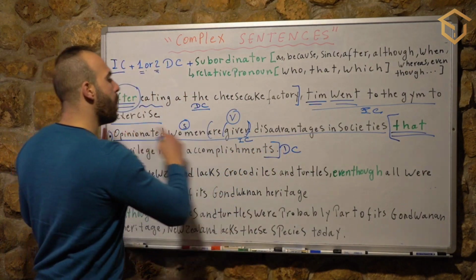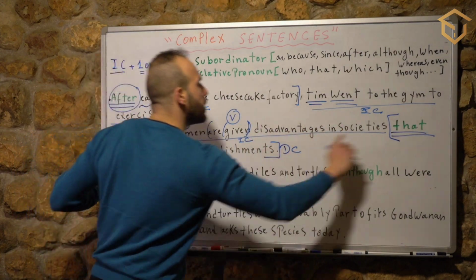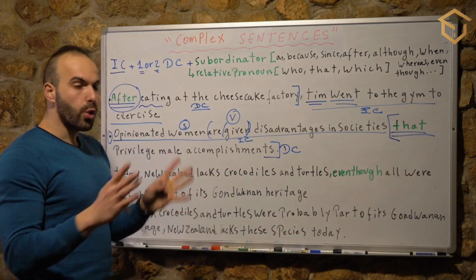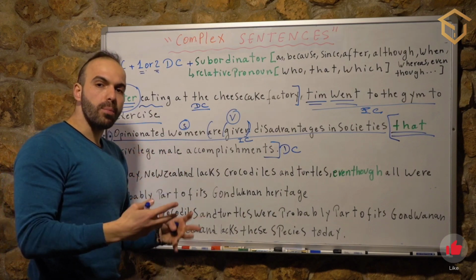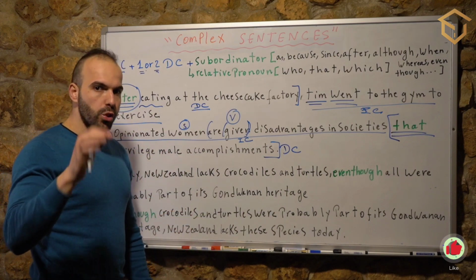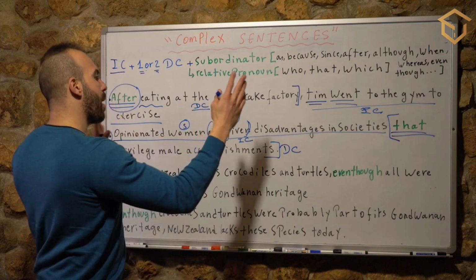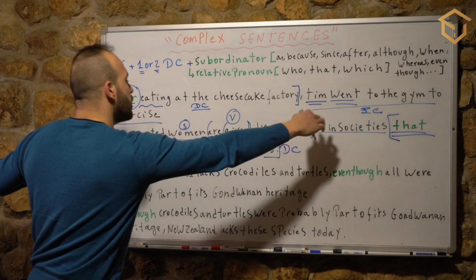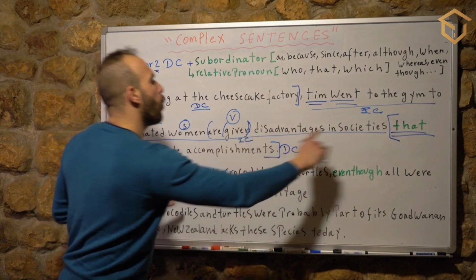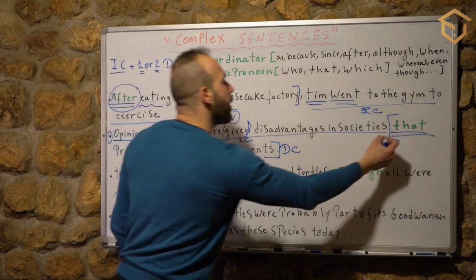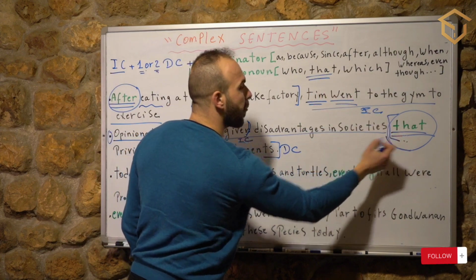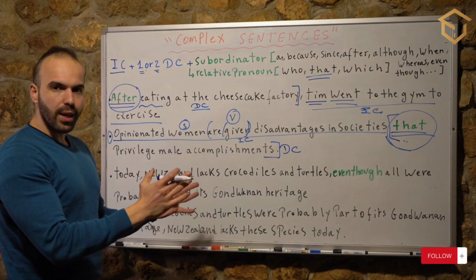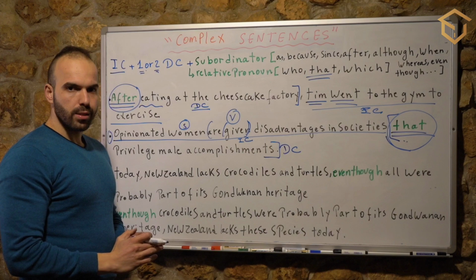So now we have one independent clause and one dependent clause, because as I told you, a dependent clause means it lacks either a subject or a verb or both of them. So try to focus on this. We have one independent clause and one dependent clause joined by a relative pronoun, "that." Okay? So that is a relative pronoun. So it's definitely a complex sentence.